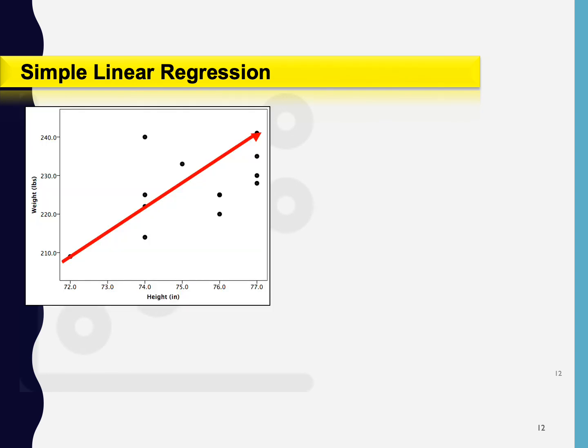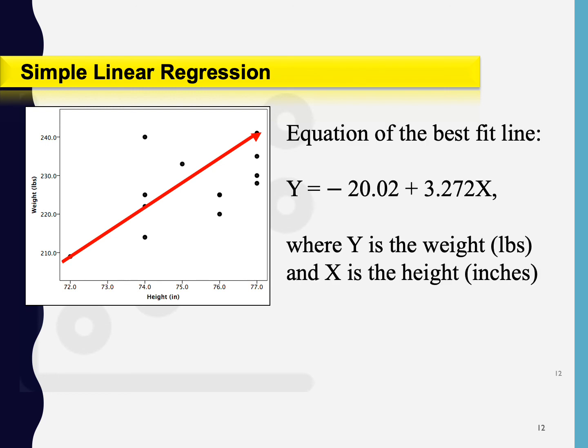Since we already have the values for our slope and y-intercept, we can now formulate the equation of the best fit line. That is y equals negative 20.02 plus 3.272x, where y is your weight in pounds and x is the height in inches.